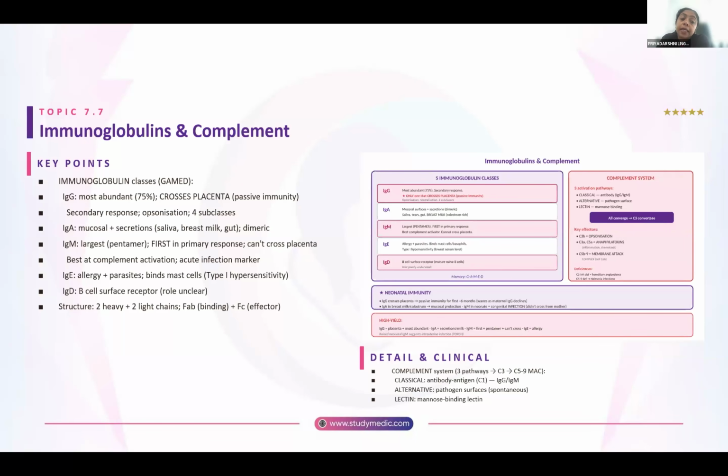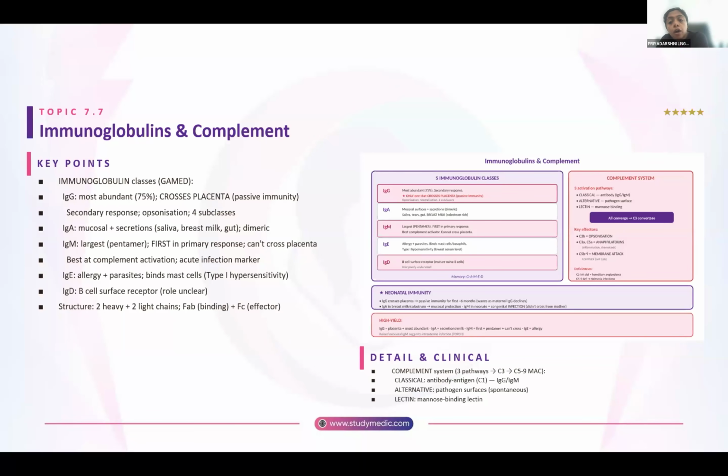The role is unclear. When you look at the structure of immunoglobulin, it has 2 heavy and 2 light chains, along with the binding region, which is your Fab, and an effector region, which is called Fc. Now, you have to remember that there are 5 immunoglobulin classes. You need to know the specific characteristics of each of these immunoglobulins, which is a potential SBA in your exam.